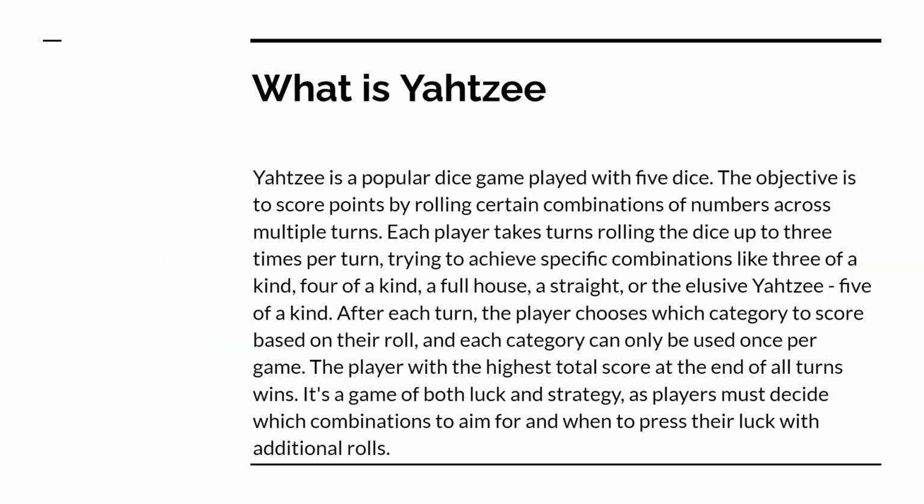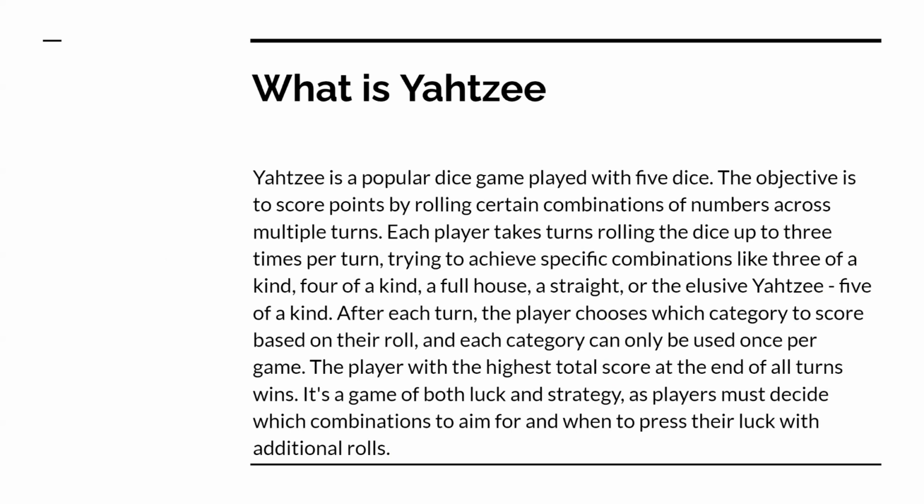What is Yahtzee? Yahtzee is a popular dice game played with 5 dice. The objective is to score points by rolling certain combinations of numbers across multiple turns. Each player takes turns rolling the dice up to 3 times per turn, trying to achieve specific combinations like 3 of a kind, 4 of a kind, a full house, straight, and the elusive Yahtzee, 5 of a kind. After each turn, the player chooses which category to score their dice based on their roll.